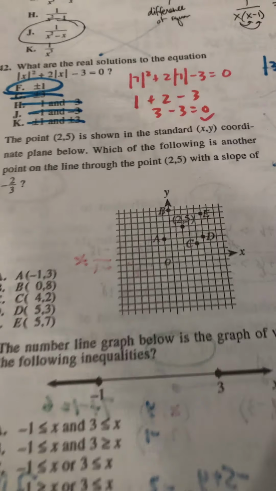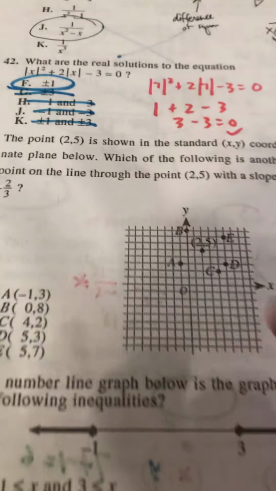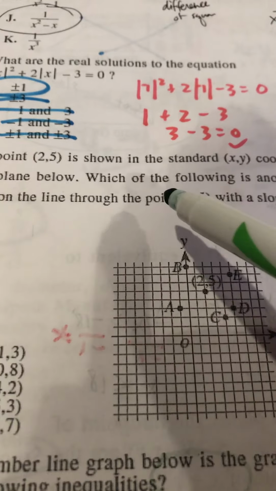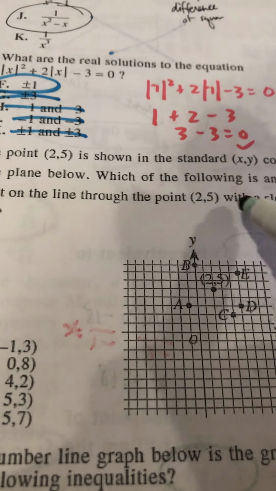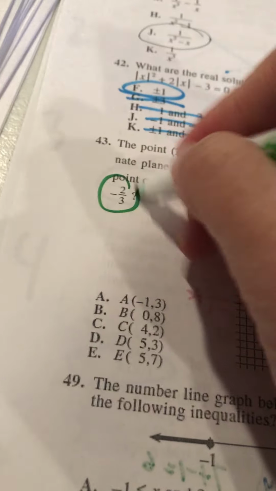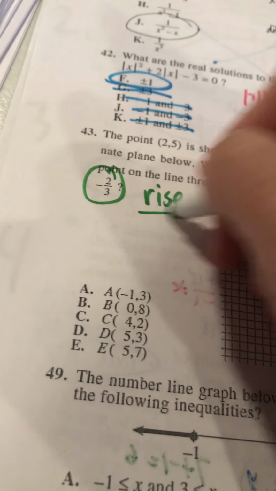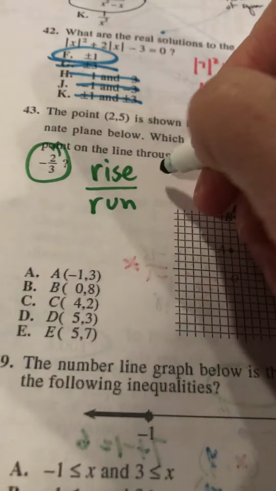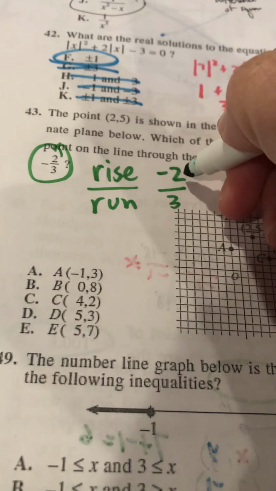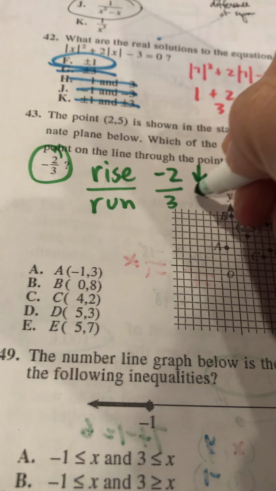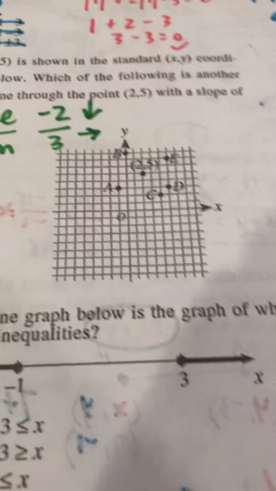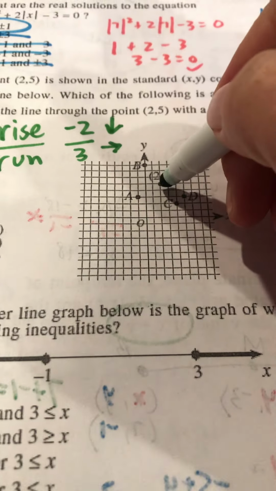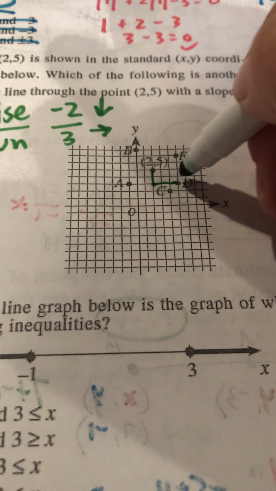The next one says that we've got the point (2, 5), and it says, which of the following is another point on the line through (2, 5) with the slope of negative 2/3? So you guys are supposed to know rise over run. So if it's a rise of negative, that means we're going to go down, and we'll always run to the right. So we're going to go down 2 and over 3, and you can see it's going to go through D.